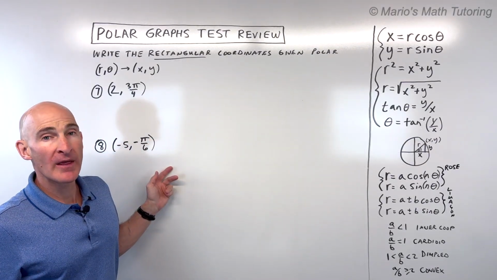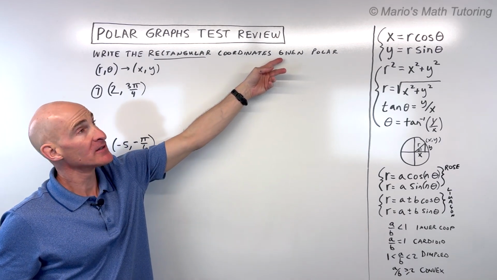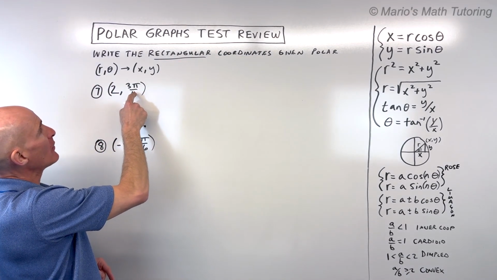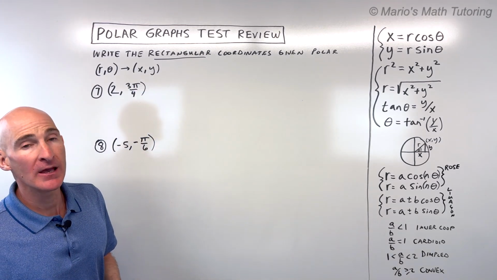Okay, so we're going to go from the polar coordinates to the rectangular coordinates. So remember, this is r comma theta. And we want to go to x comma y. So how do we do that?